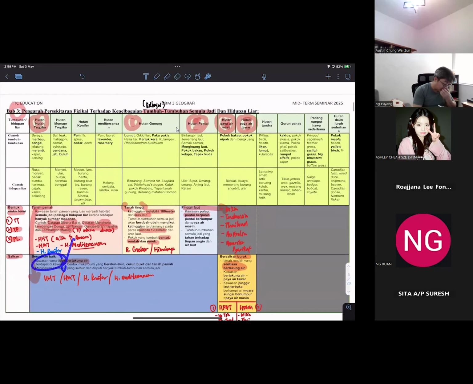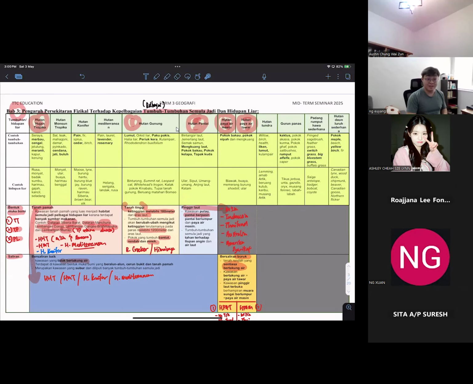So other than these 4 hutan in Tanah Pamah, this is the 4 hutan yang Saliran Baik. So if you wanted to memorize other hutan, hutan tundra, hutan gurun panas, hawa sederhana, yes, this is all the other hutan according to the iklim in Bab 4, still belongs to Saliran Baik. How do we know? Because they are not going to have stagnant water, the still water within the Saliran Buruk, like hutan paya air tawar, air masin. Okay, so just remember these 2 hutan paya, Saliran Buruk.